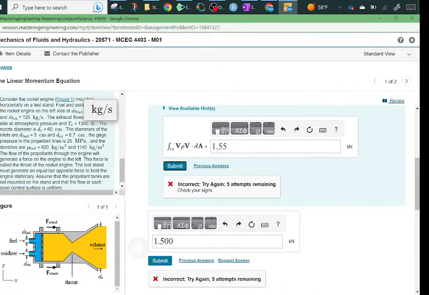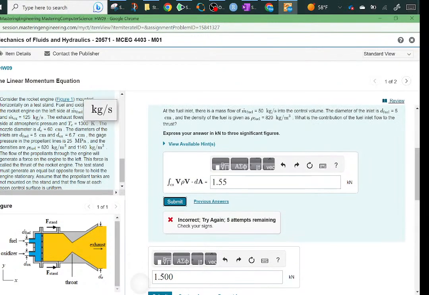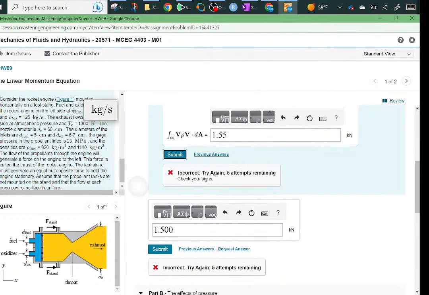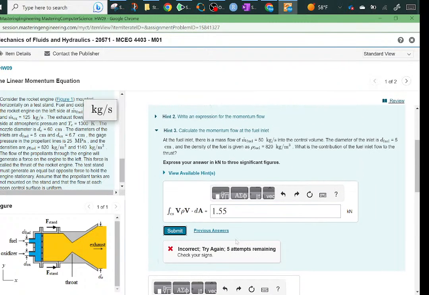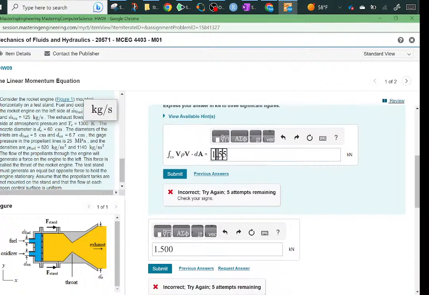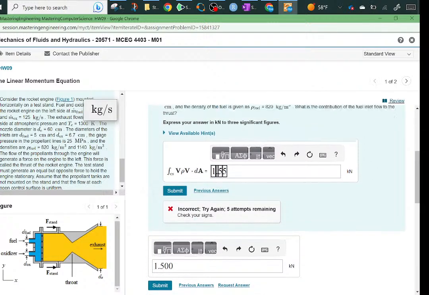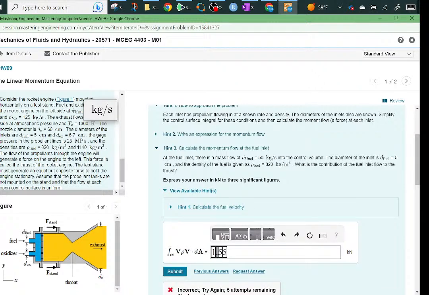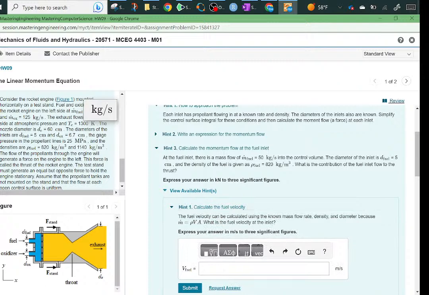Oh, wait a minute. Why is there two? Oh, so you put, wait a minute. So you put this in the hint? So why would you have a hint? Is the hint the same thing? Calculate the momentum flow of the fluid. Okay. And then you put it in there. Hint one: calculate the fluid velocity. Okay.